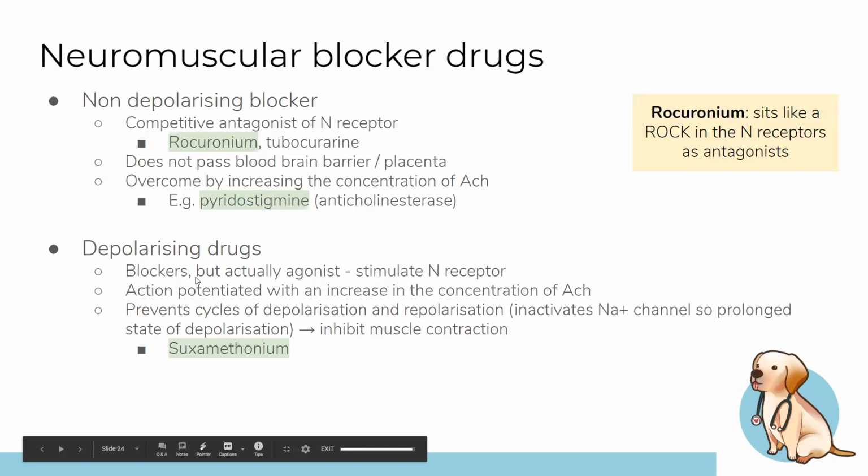For your depolarizing drugs, they're blockers, but they're actually agonists. So they stimulate the nicotinic receptors. The action of these drugs is potentiated with an increase in the concentration of acetylcholine, meaning the effect is greater if you increase the concentration. These drugs prevent cycles of depolarization and repolarization by inactivating the sodium channels. So they keep it in a prolonged state of depolarization, which inhibits muscle contraction. An example of one of these drugs is dexamethasone.